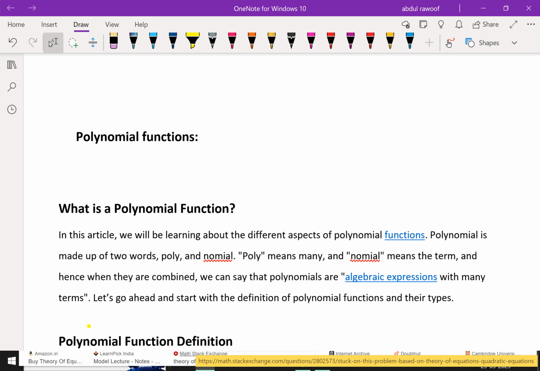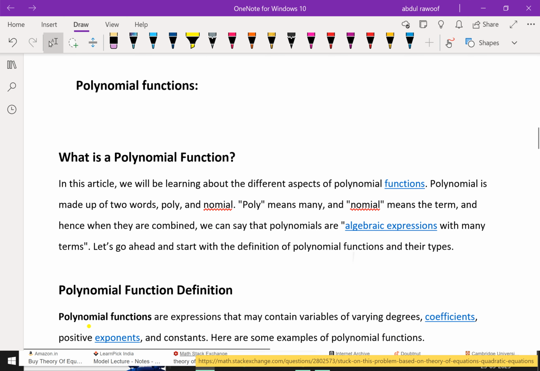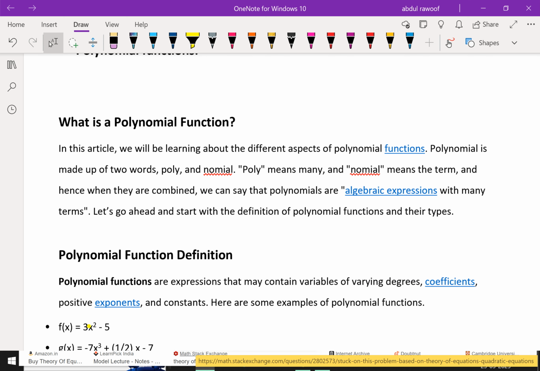Now, what is polynomial function? We will be learning about the different aspects of the polynomial functions. Polynomial is made up of two words, poly and nomial. Poly means many, nomial means the term, many terms. And hence, when they are combined, we can see that polynomials are algebraic expressions with many terms. Let's go ahead and start with the definition of polynomial functions and their types.